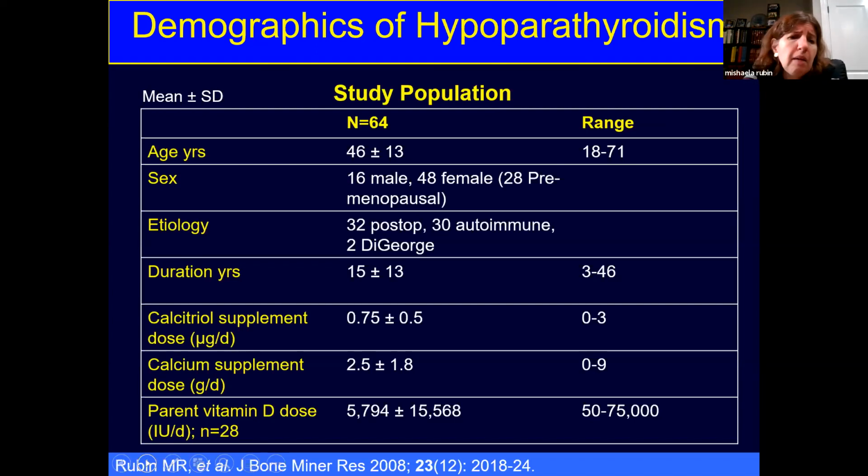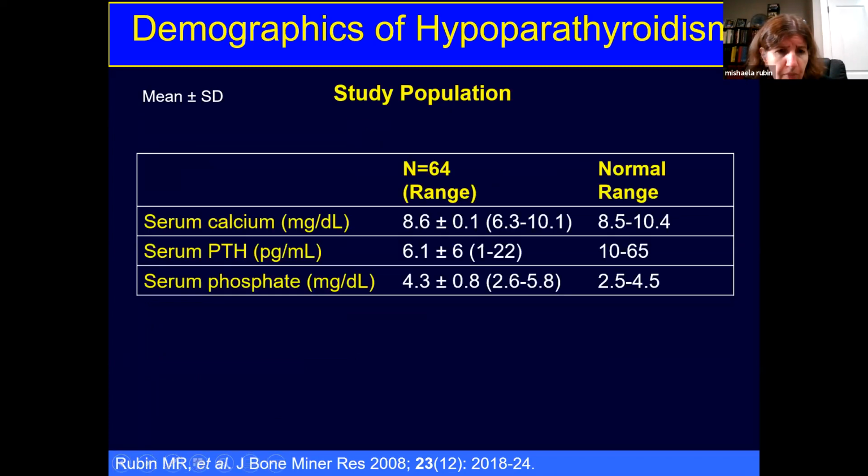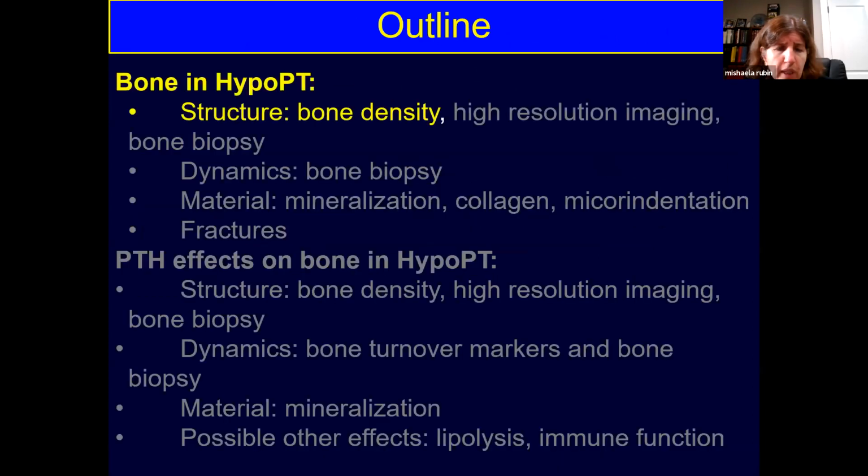The amounts of calcitriol that the patients were taking were pretty typical, 0.75 micrograms a day on average, and about 2.5 grams of calcium a day on average. The biochemistries were pretty typical also, with a low normal serum calcium, undetectable PTH, and a phosphate that was in the upper limit of the normal range.